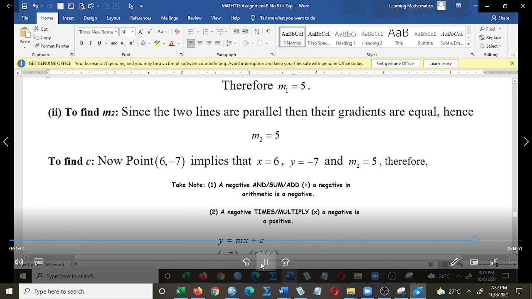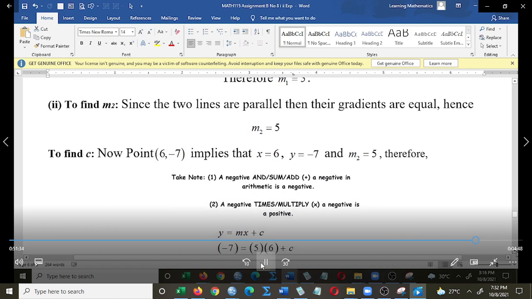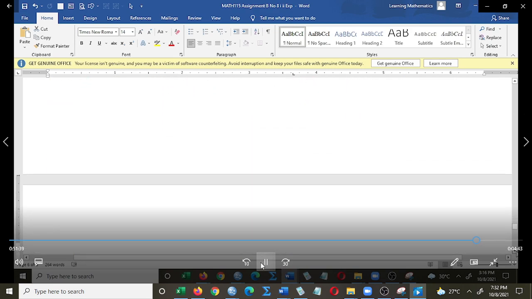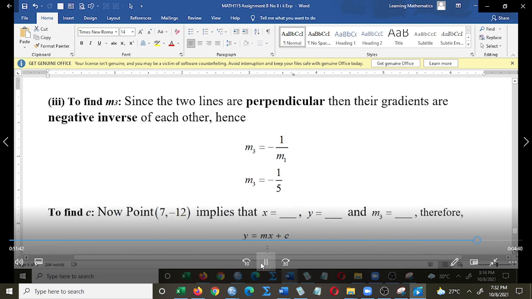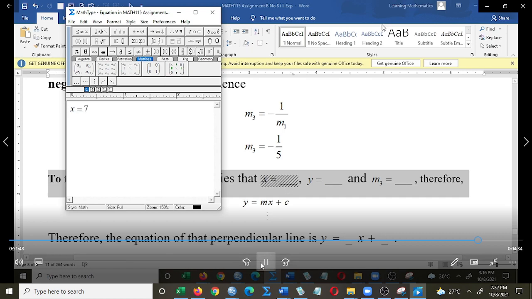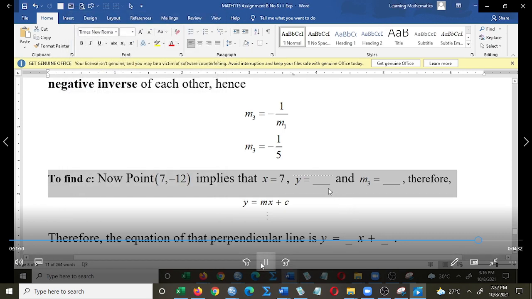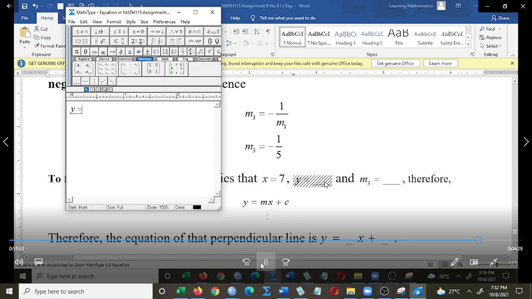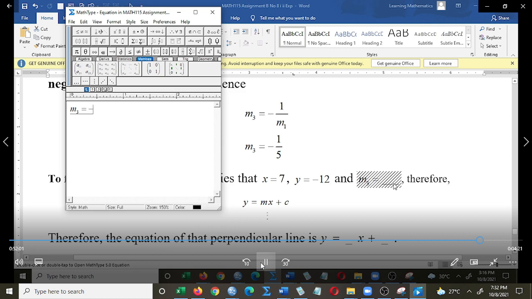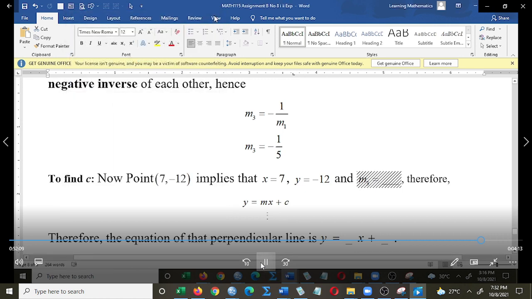Now let's continue. So 7 comma negative 12, what does that imply? We have to substitute for the x and y already. X will be 7 and y will be negative 12. And M3, what do you got for M3? Negative 1 over 5. So we're ready for that equation.